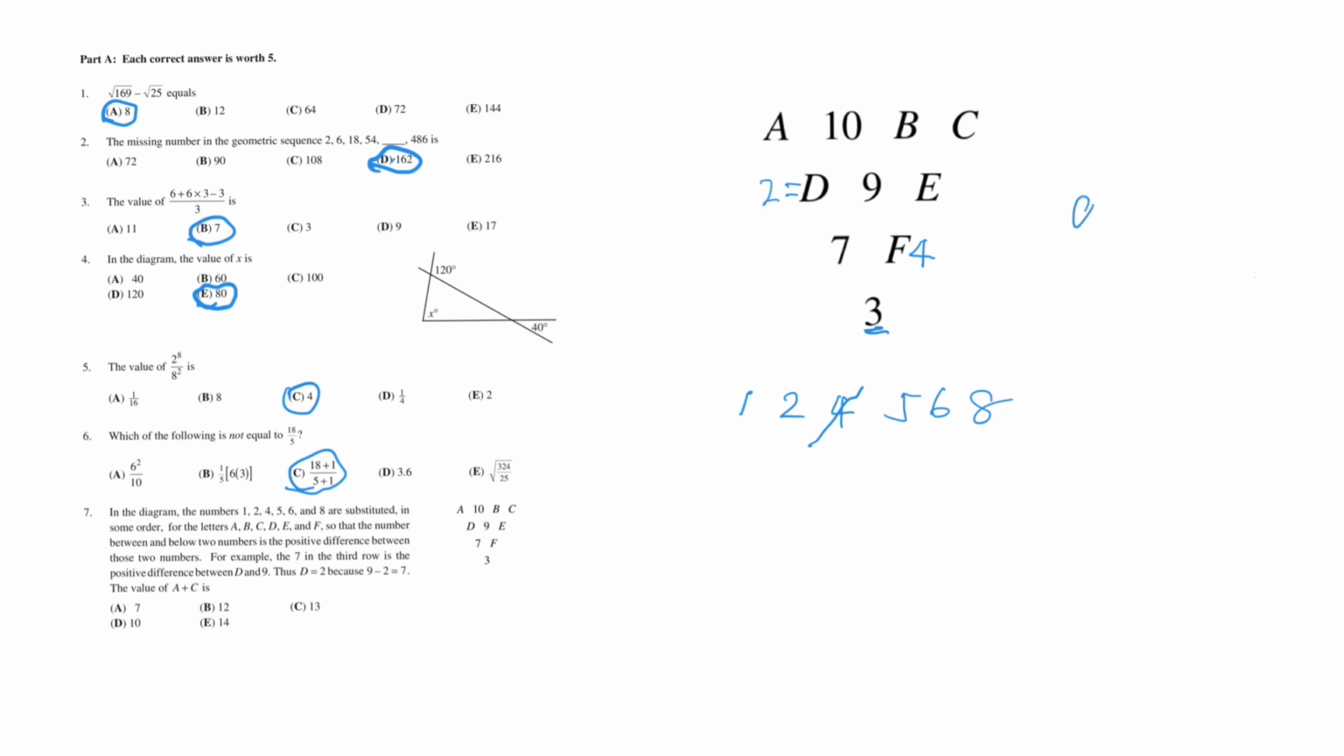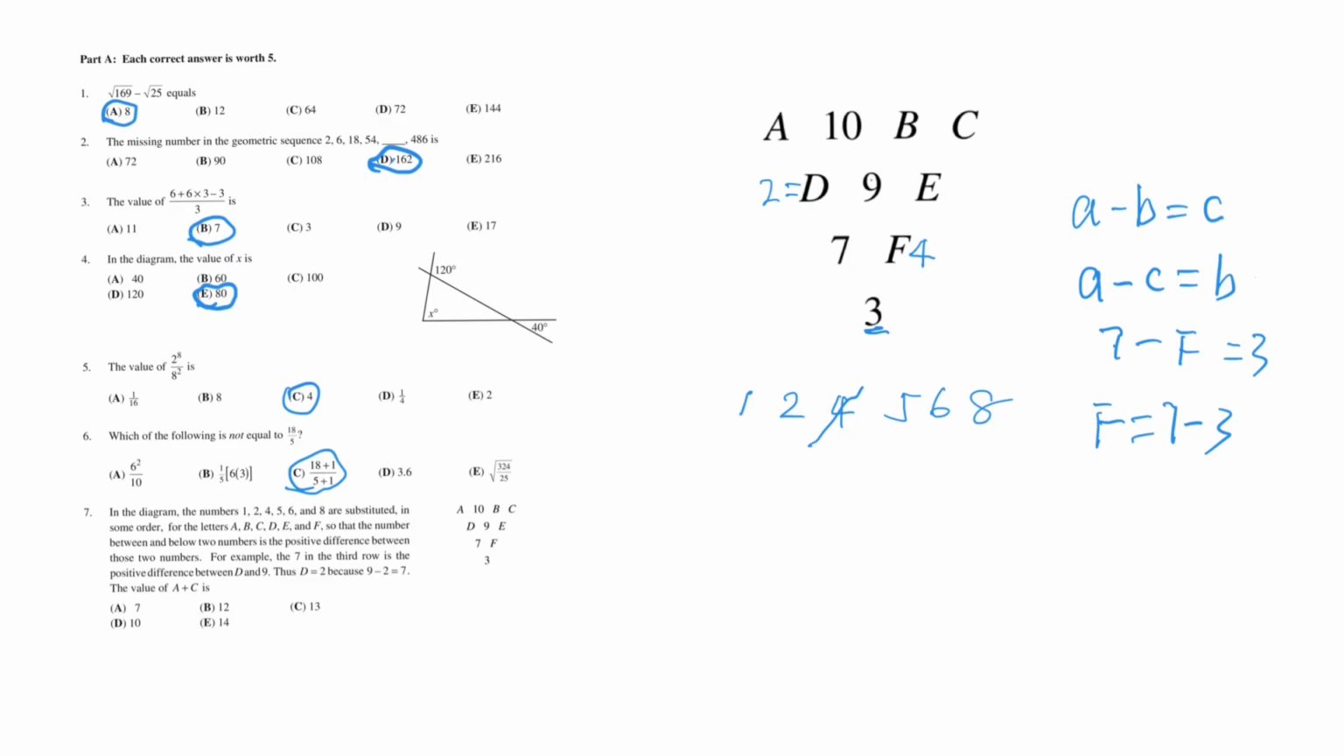So I use A minus B equals C. We also can use A minus C equals B. That's easy. We do the problem. So 7 minus F, positive difference is 3. So to find F, we just use 7 minus 3.